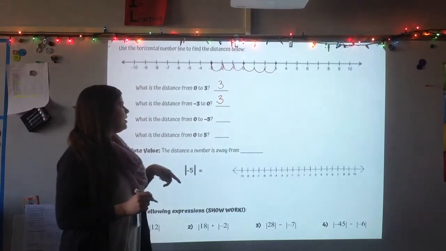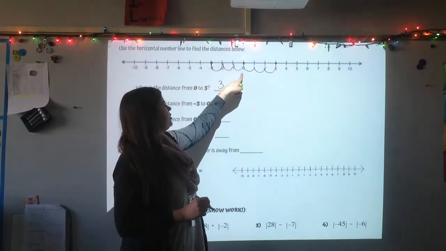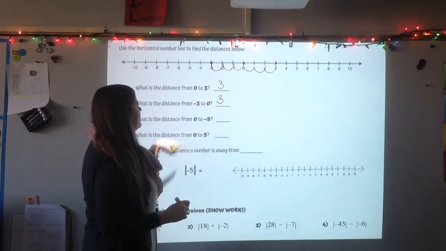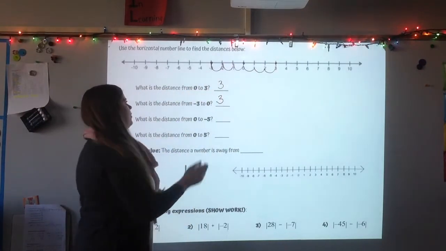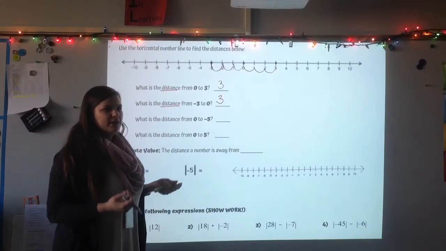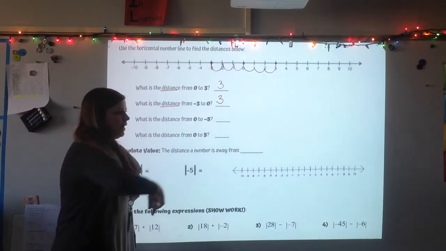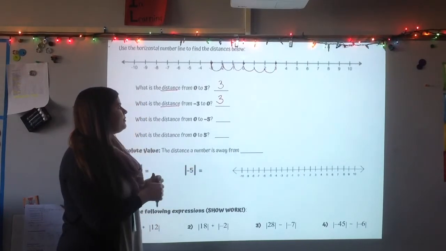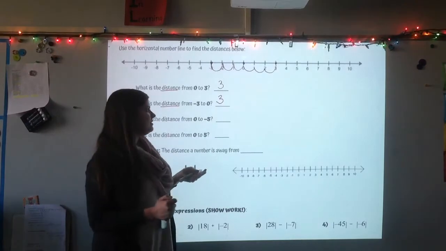It's important to note that no matter what direction you're going, whether you're going in a positive direction or a negative direction, your distance is always going to be positive. When we're talking about distance, you really can't have a negative. Think about in real life, if you walk 3 steps forward or 3 steps backwards, you're still walking 3 steps. There's really no such thing as a negative distance.